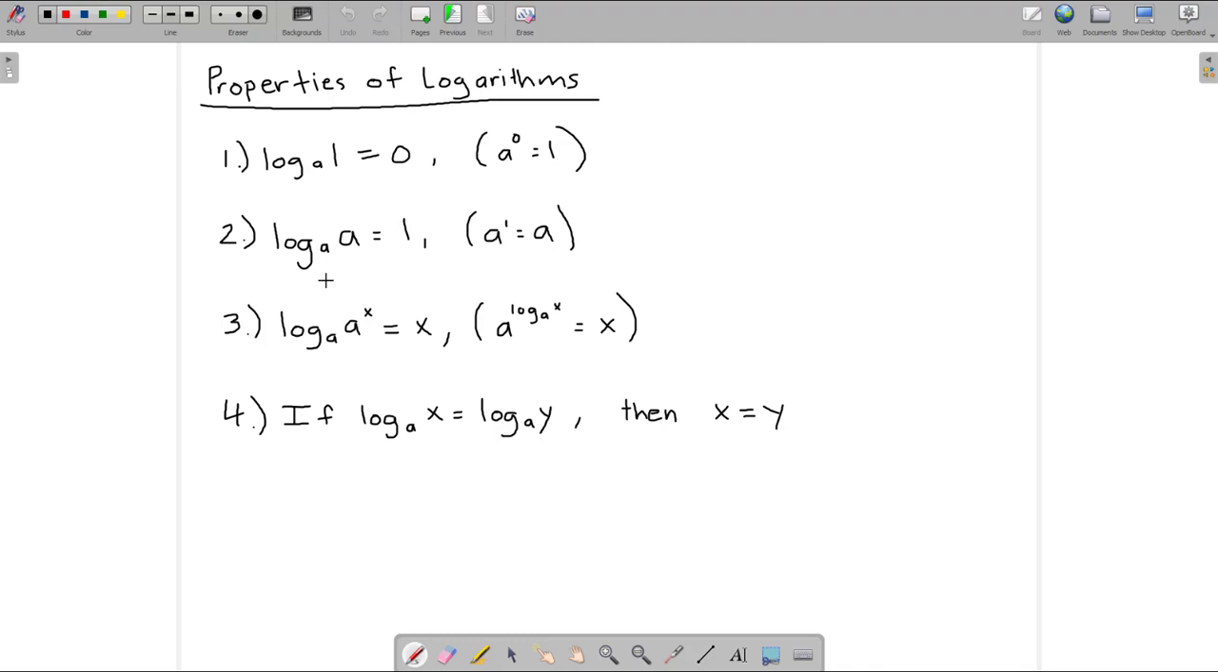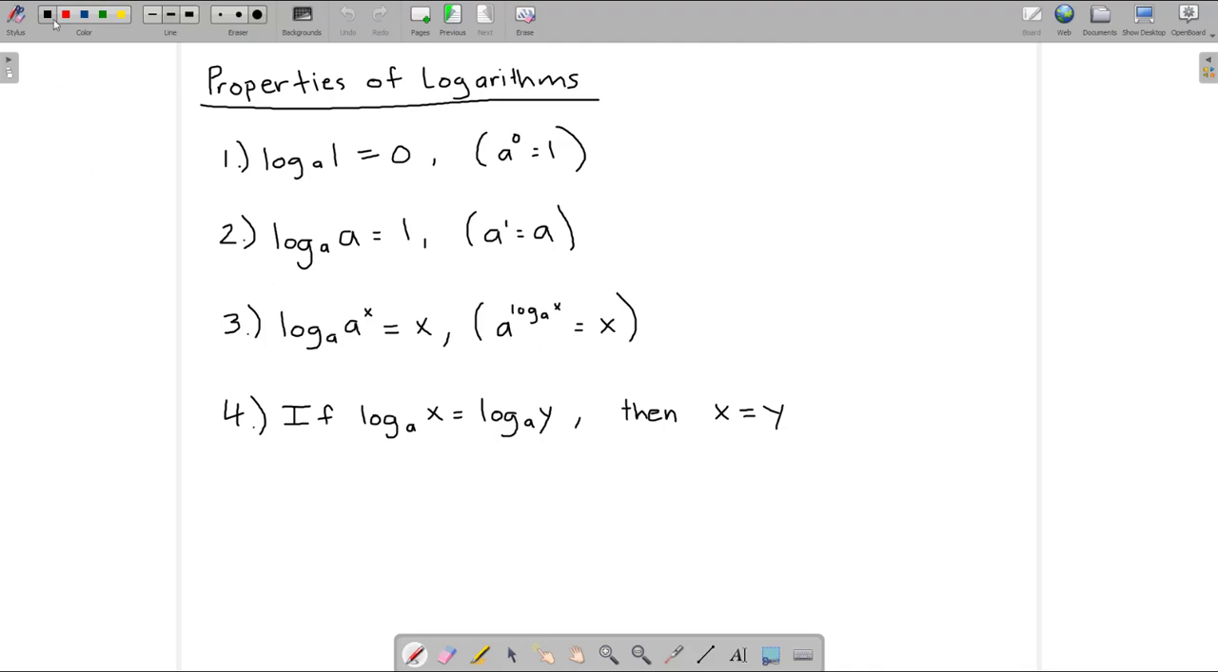Second, we have log base a of a equals 1. And again, you can think about it in exponent form: a to the 1st equals a, because taking something to the 1st power, we're not multiplying anything there. For the third one, log base a of a to the x equals x. We can also think about that in exponential form: a to the log base a of x equals x.